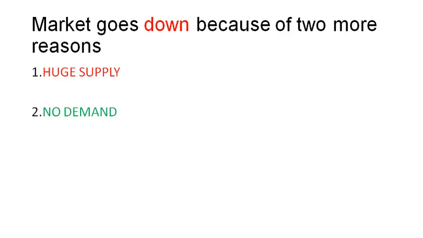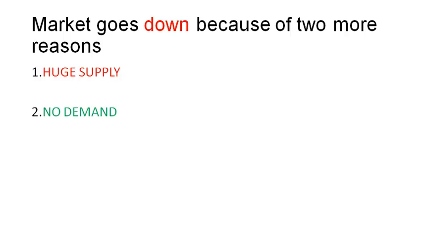Market also goes down because of two reasons, and those two reasons are huge supply and no demand. Now, whenever there is a huge supply, which means people are dumping their stock for whatever reasons, they feel that the market is going to go down, or there is bad news, or people think that the stock has become very expensive, they start selling. And the moment they start selling, there is a huge supply which is created. Supply exceeds demand and price goes down.